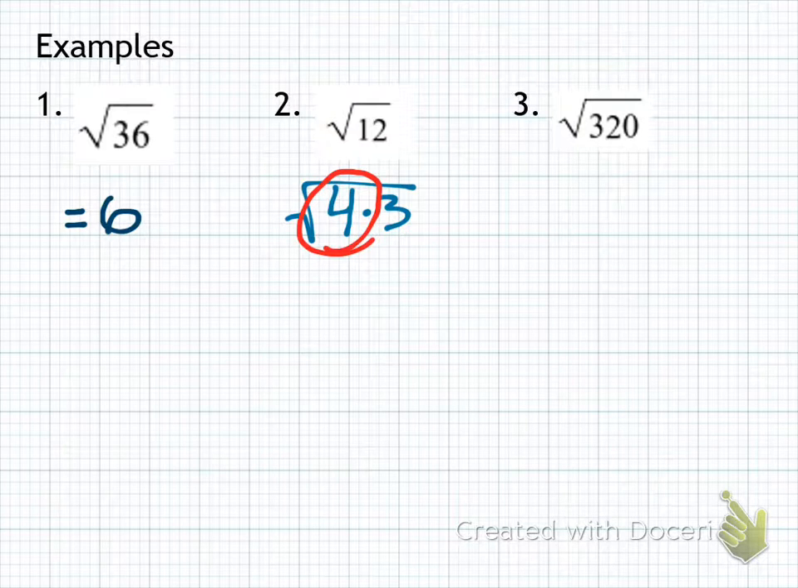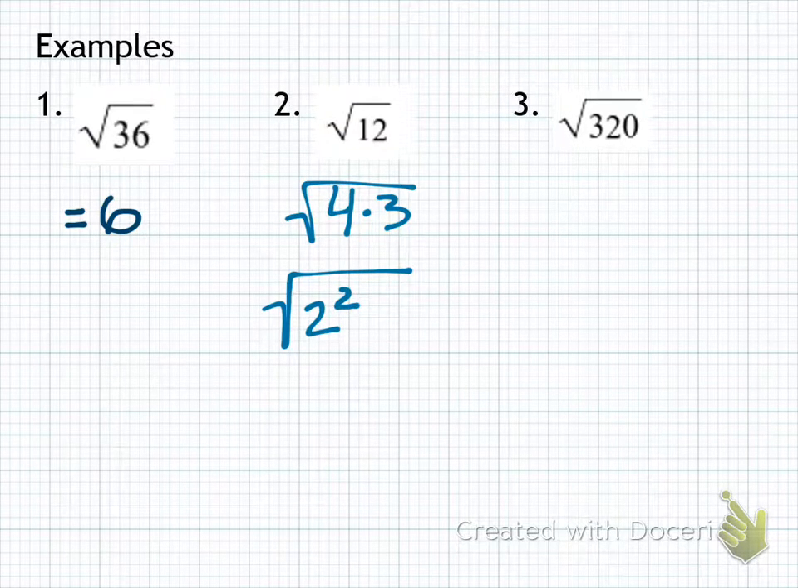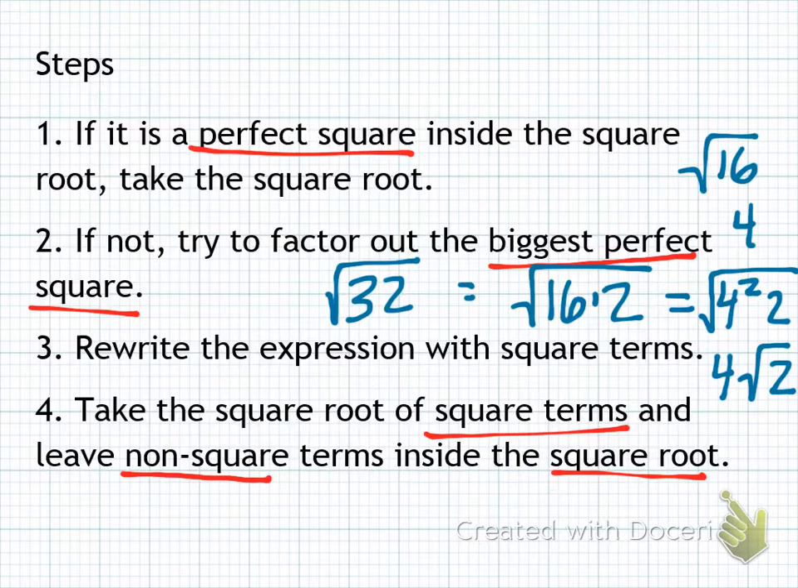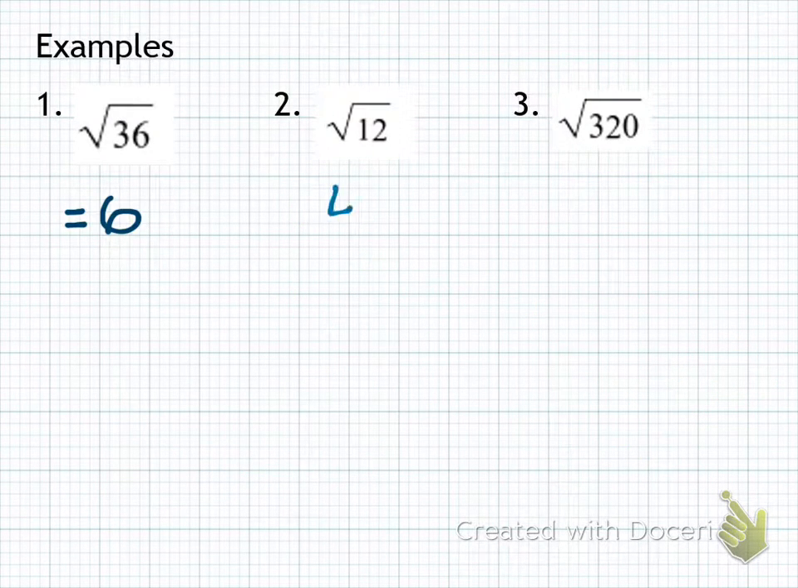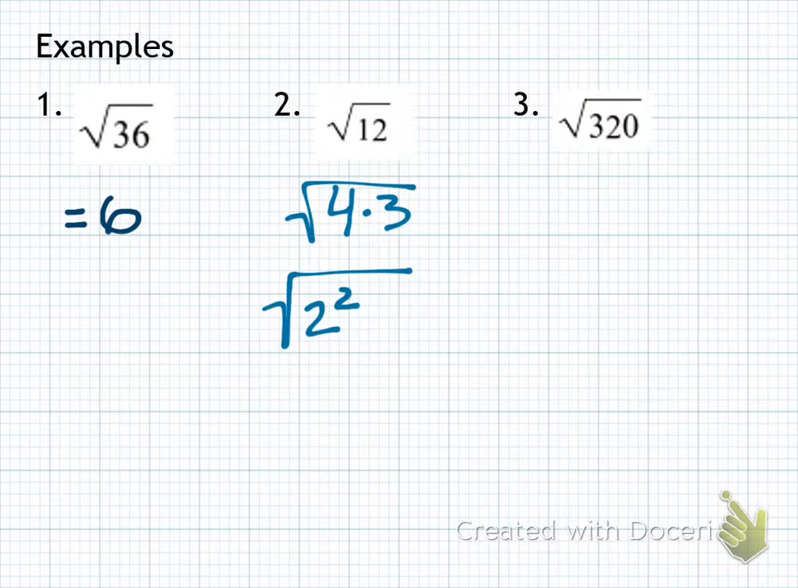So I have 4 times 3. I'm going to rewrite this with squared terms. So 4 is just 2 squared. I can't rewrite the 3 though. Okay, so 2 squared and then times 3. The squared term comes out, so I have 2 times the square root of, and then this 3 has to stay in the square root. So 2 rad 3 is my answer there.